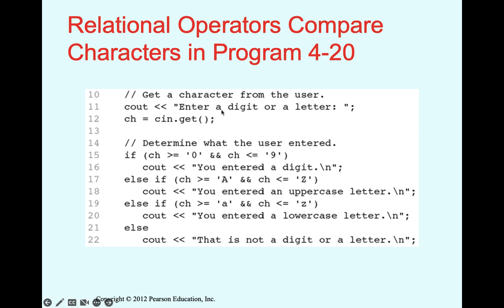So here in this example, we ask the user to enter a digit or a number or a letter, sorry. If the letter was greater than 0 and less than 9, so if the ASCII code of the character that the user enters is between these two, we will tell him you entered a digit. If it was greater than capital A and less than capital Z, we say you entered uppercase. If it's greater than small a and less than small z, we write you entered a lowercase. Otherwise, we say what you entered is not a digit or a letter.